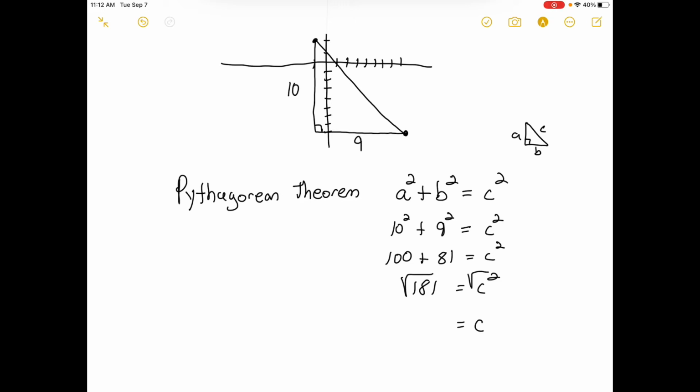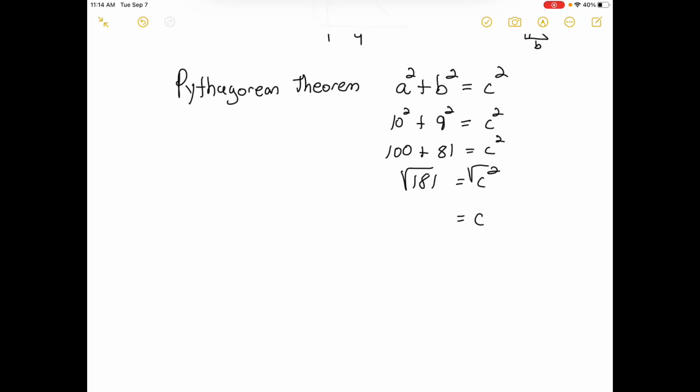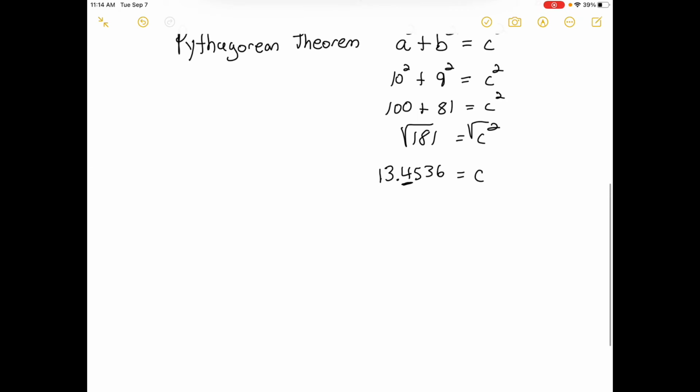The square root of 181, let's find that in our calculator. Okay, putting that in my calculator, we'll get 13.45336, and it keeps going. But we're wanting to round this to the nearest tenth, which is this place right here. And so do I keep that a 4? Or do I round it up to a 5? And how do I know?